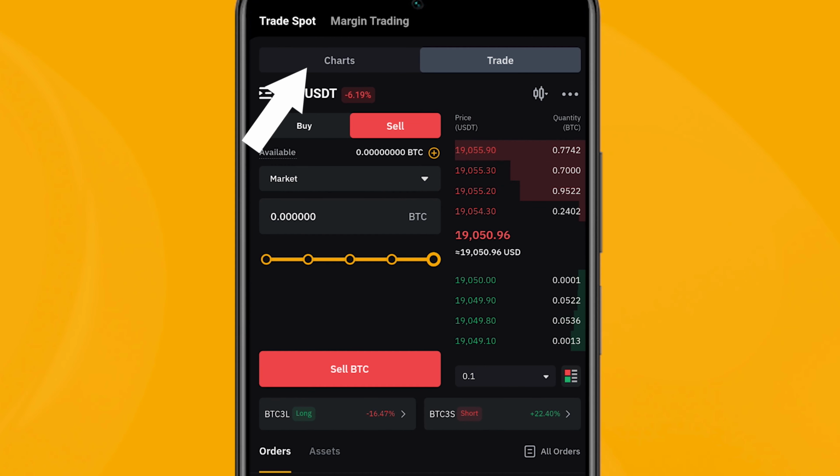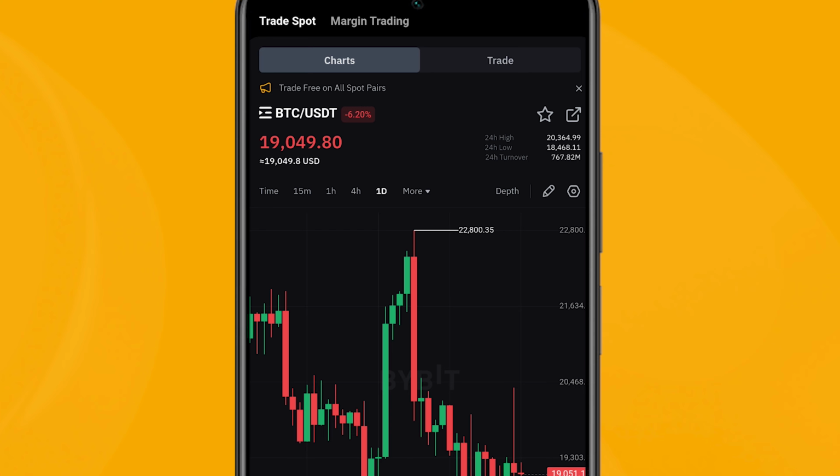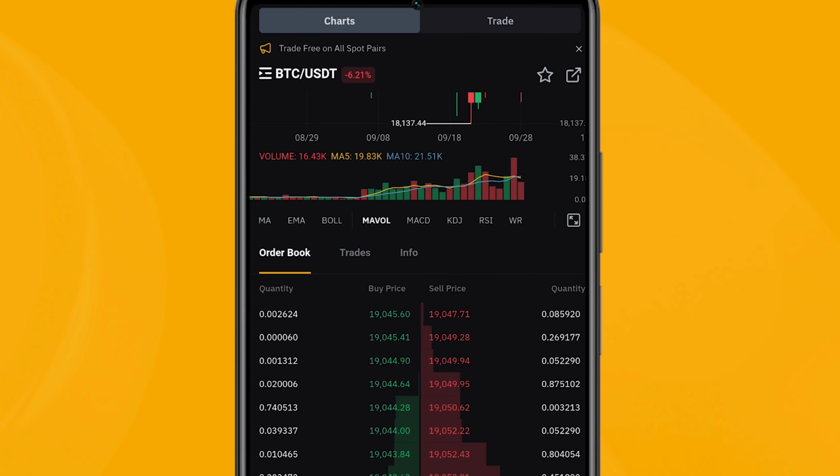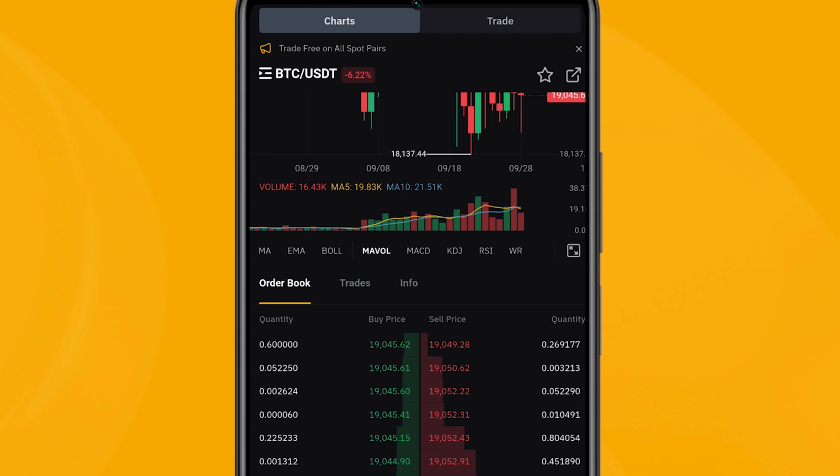Another thing I would like to show you is the chart. Here we have the chart, where you can actually read the chart if you would like to. Also, we have the order book.